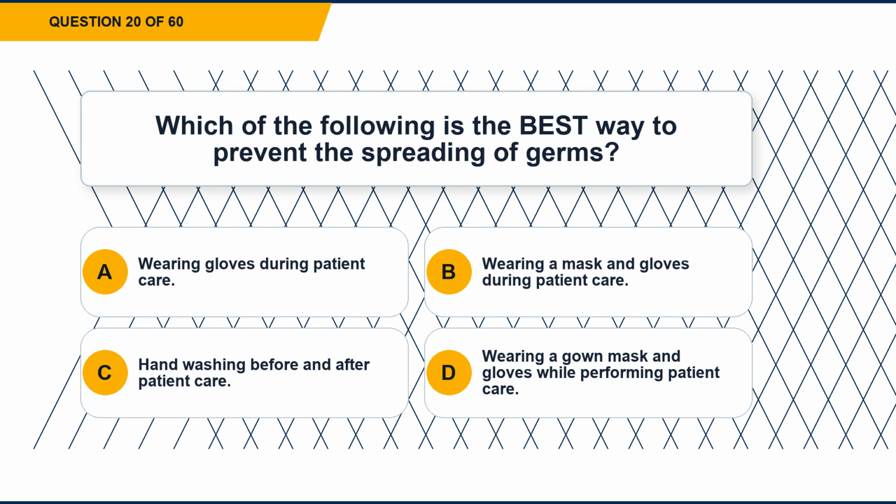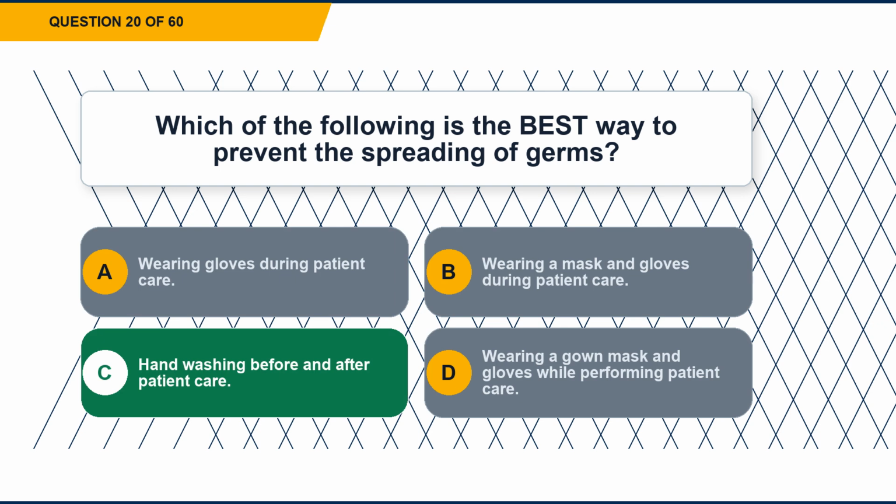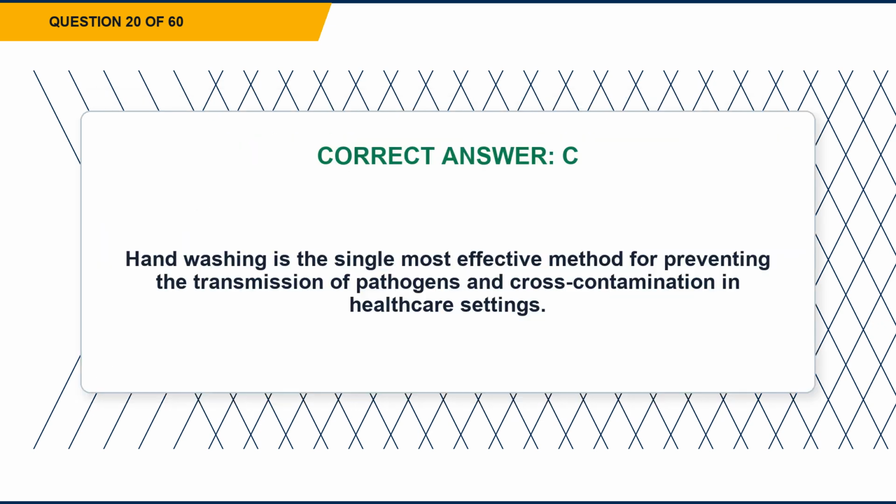Option D. Wearing a gown, mask and gloves while performing patient care. The correct answer is option C. Hand washing before and after patient care. Explanation. Hand washing is the single most effective method for preventing the transmission of pathogens and cross-contamination in healthcare settings.